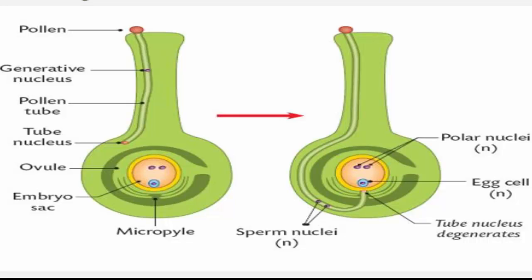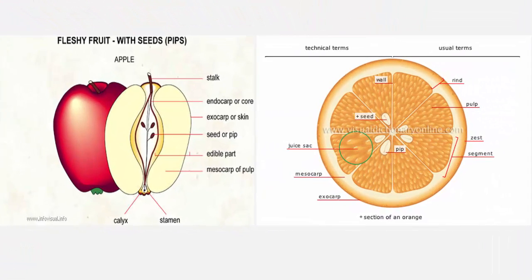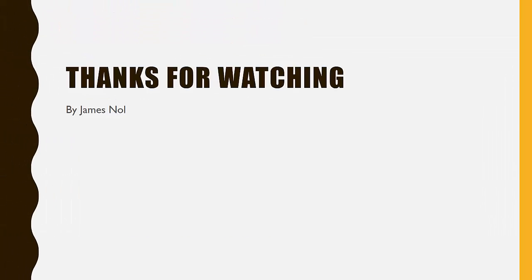The male sex cell and the egg fuse together. This process is called fertilization. After fertilization, each ovule changes into a seed, and the ovary changes into a fruit.